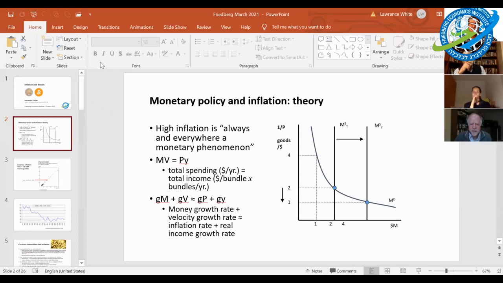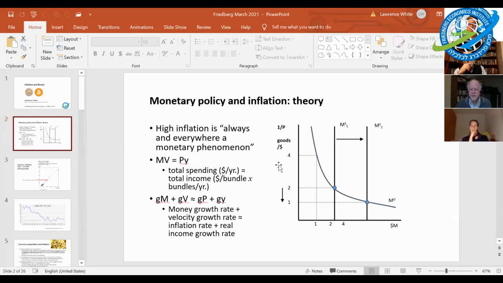If you prefer diagrams to algebra, I've got a diagram showing that, other things equal, if you double the money supply, so that's the vertical line shifting to the right, you cut the purchasing power of the monetary unit in half, where purchasing power is measured by the inverse of the price level: not how many dollars per bundle, but how many bundles you get per dollar.